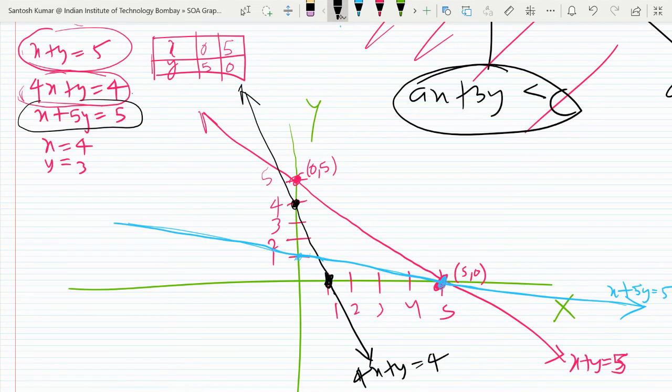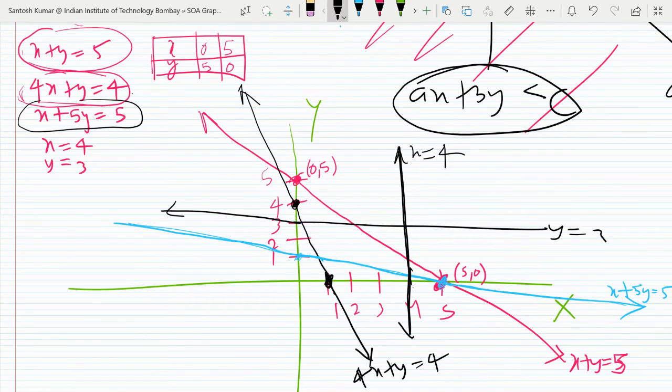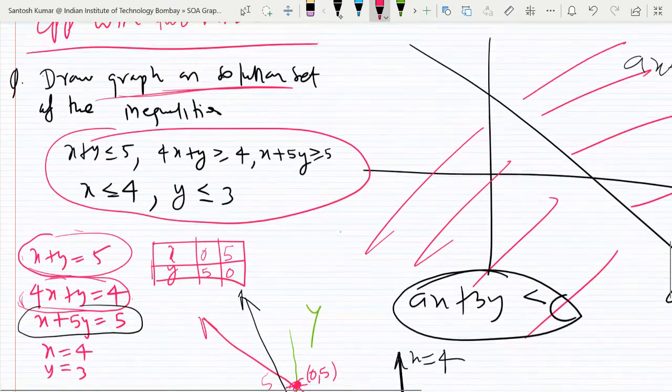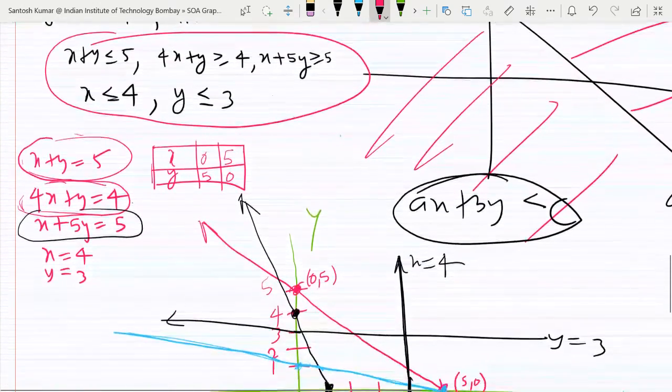And you have next x is equal to 4. So what you do, you go on the x axis and mark x is equal to 4. So this line is x is equal to 4. What is y is equal to 3? You go on the y axis, you draw this. So this line is y is equal to 3. Now you have to decide the common region according to these inequalities.